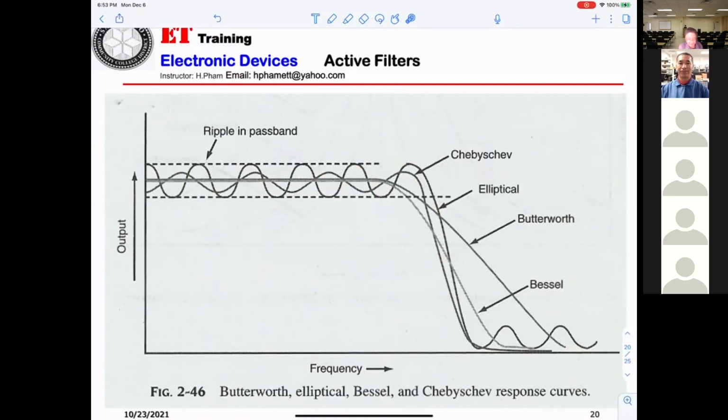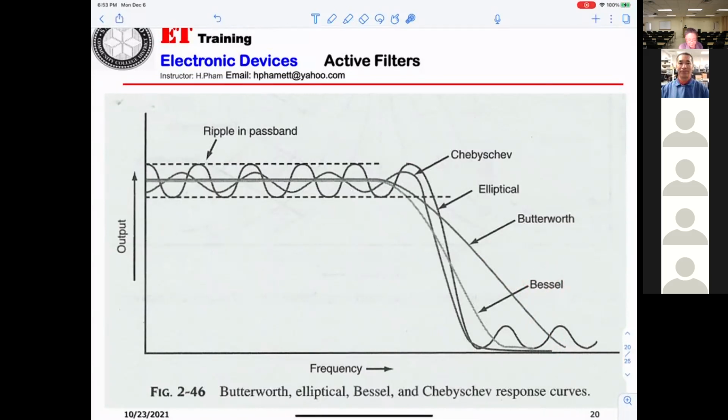Okay? Then the Butterworth. They don't have any noise. However, the cutoff is too bad. Okay? Far away. We don't want that. So the answer for selection here will be Bessel.